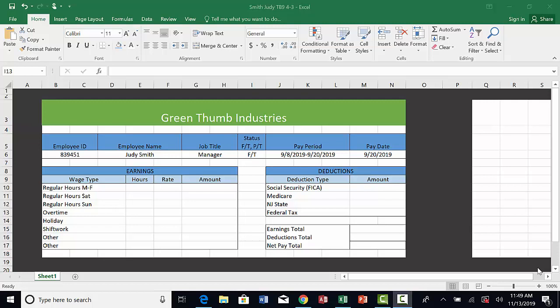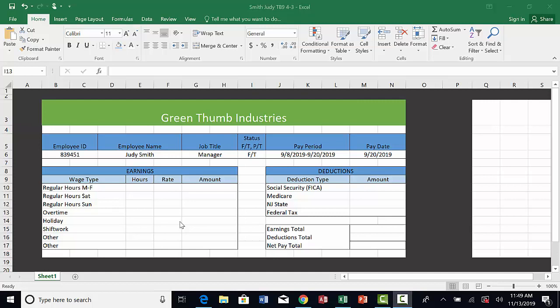This tutorial is part 4 for assignment 4-3 pay stub. In this tutorial, you are going to enter information into the earnings section. Let's take a look at the earnings section, which is right over here. Here is some information you need to know.